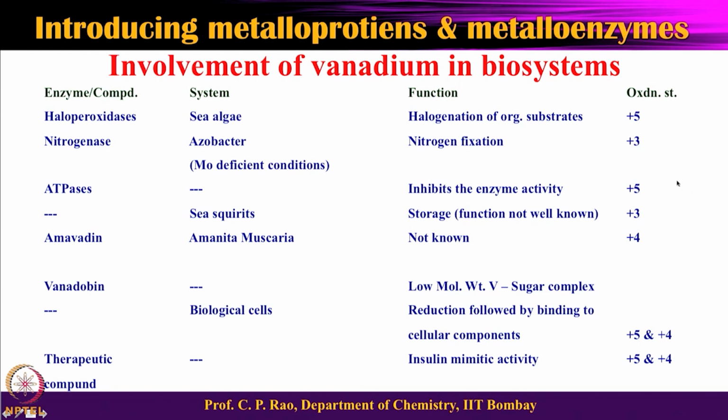So, this is also a boon in disguise. +5 can be studied by vanadium-51 NMR, +4 can be studied by the EPR, and things of this kind one can try to look at.